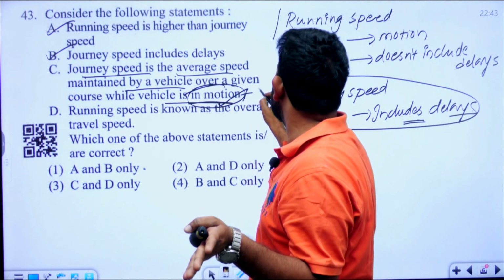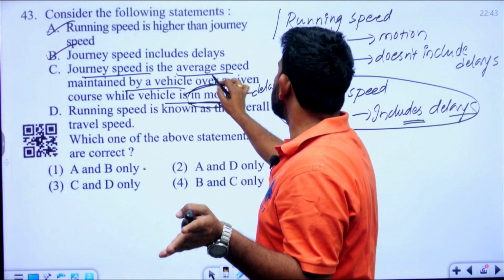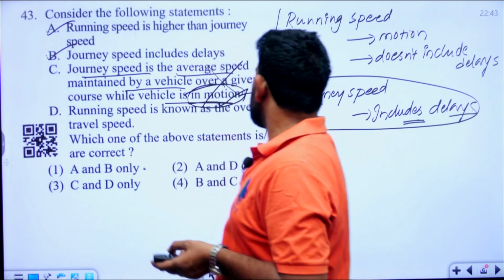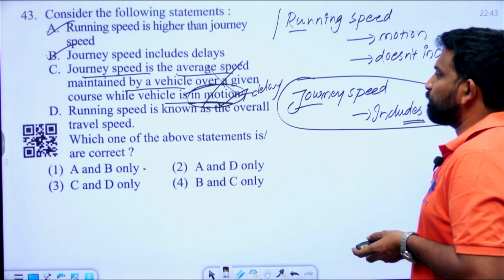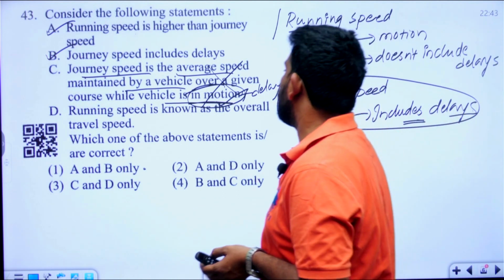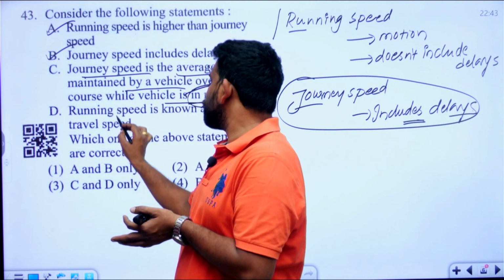In addition to this motion, again we will be having delay also. So this statement is not the correct statement. In the fourth option, running speed is also known as overall travel speed. Here, no need to take this overall because for running speed there will be no delay. So this statement is also wrong.